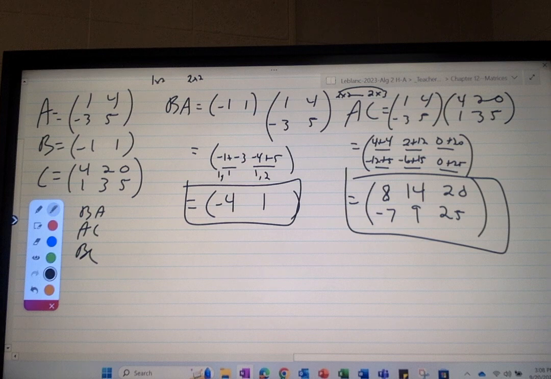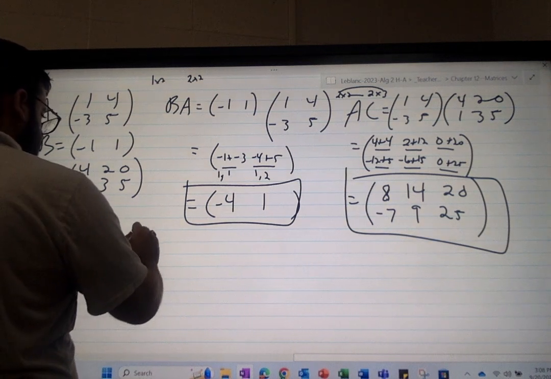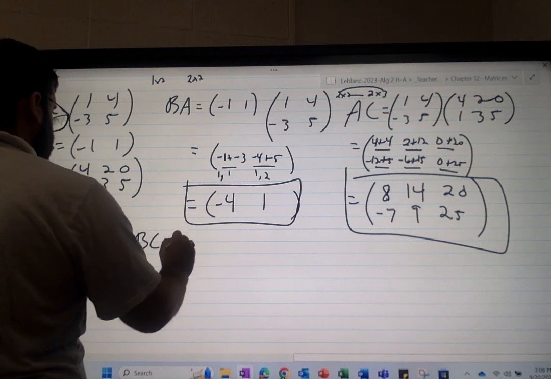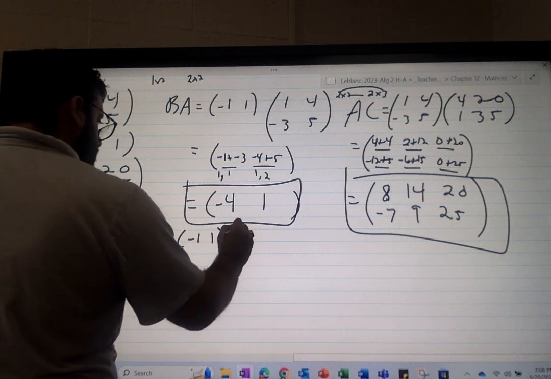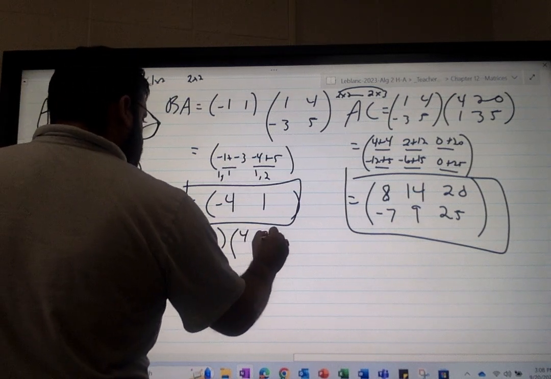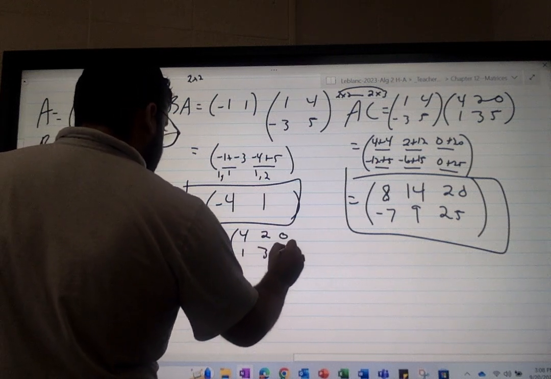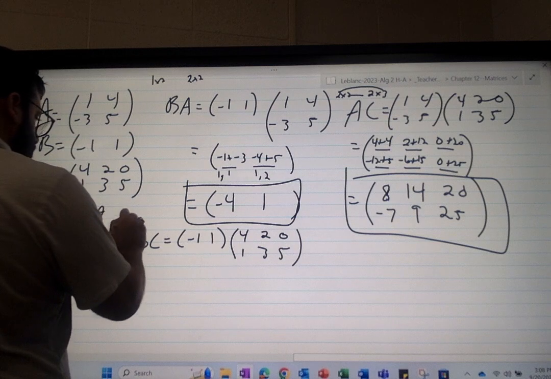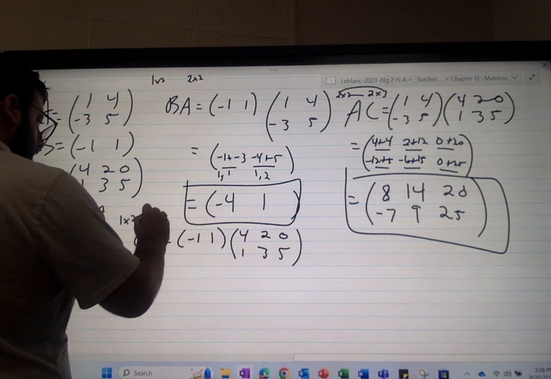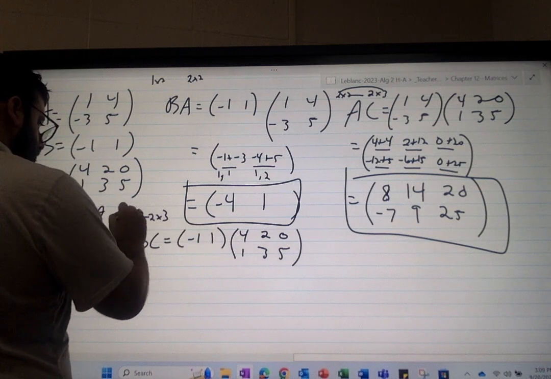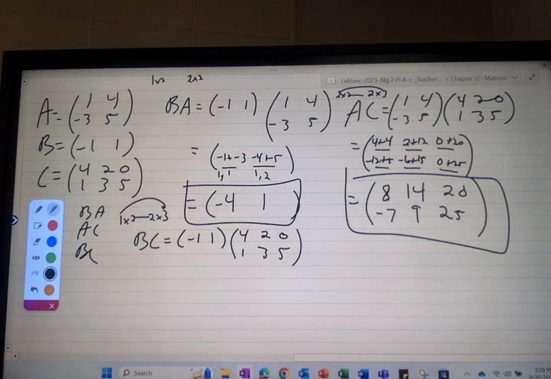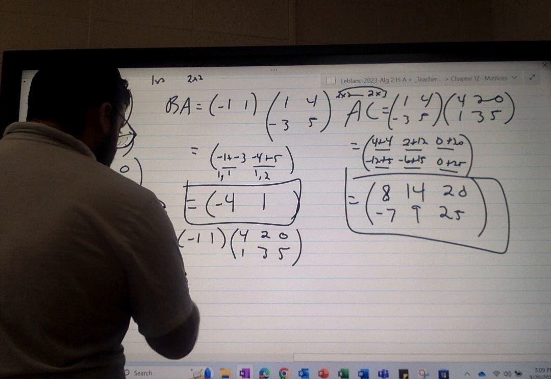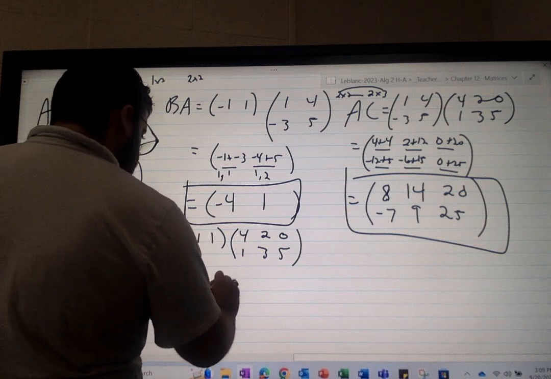Okay, let's do one more. Let's do B times C. That's BC: negative 1, 1 times 4, 2, 0, 1, 3, 5. All right, so here I have a 1 by 2. Here I have a 2 by 3. Again, these match, so the dimensions of my product will be 1 by 3: 1 row, 3 columns.